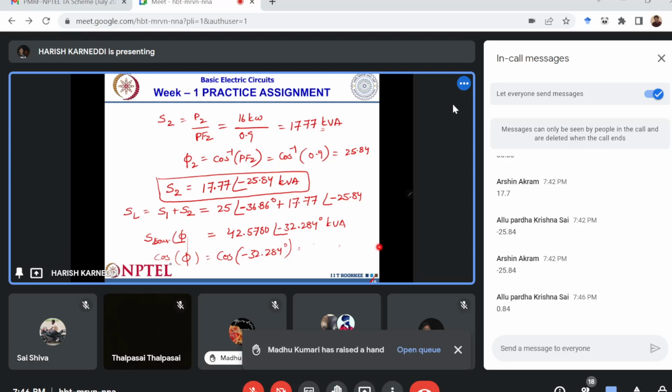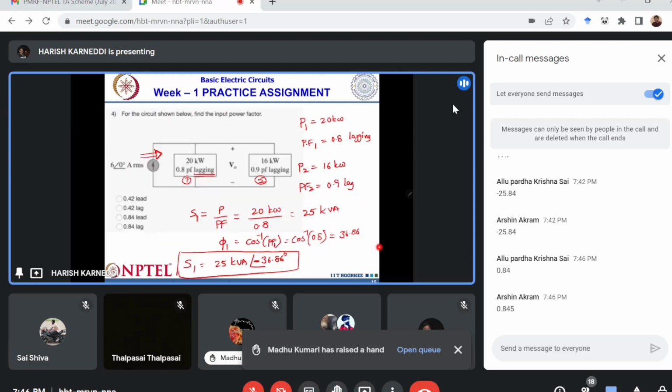Which is of 0.845. Here the negative sign is there, so this power factor is lagging. So which is of 0.845. Sorry, it's option D, which is 0.84 lagging. I hope this question is clear.